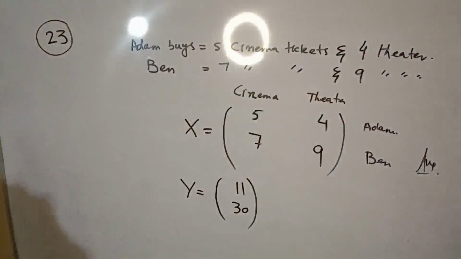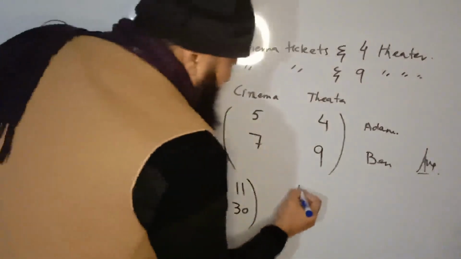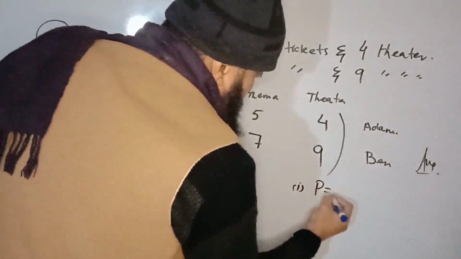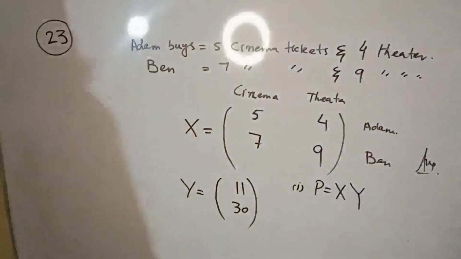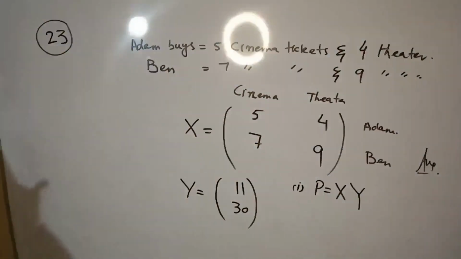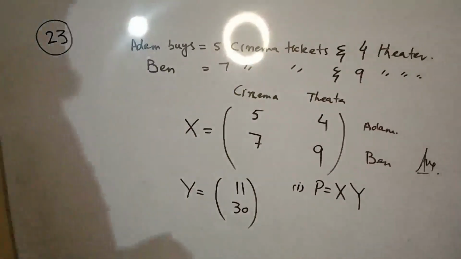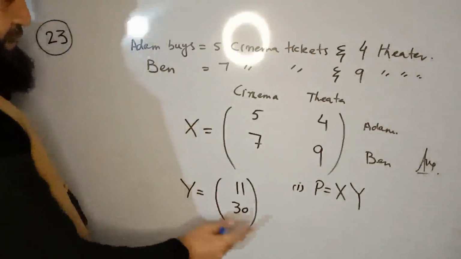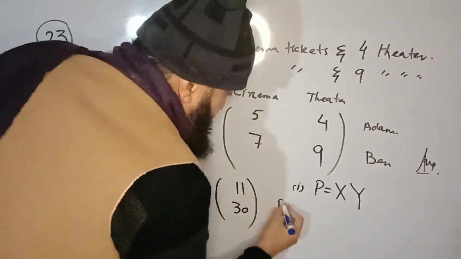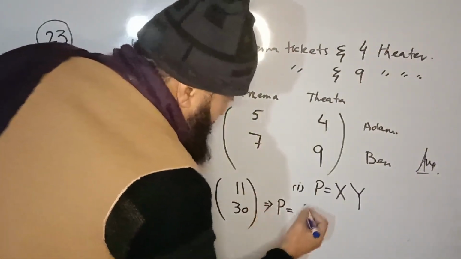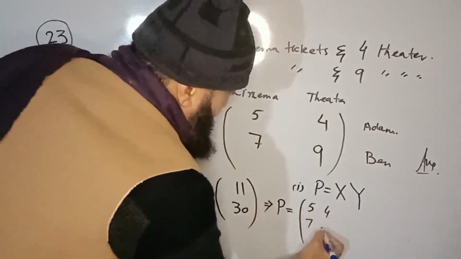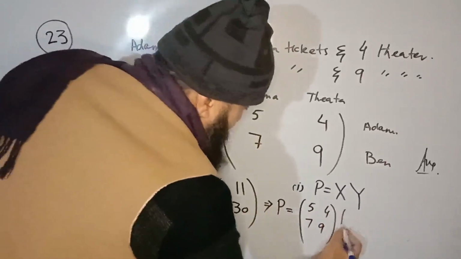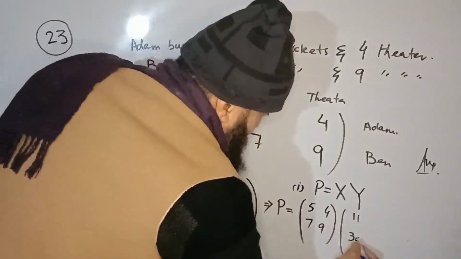Question is, P is equal to XY. This is given here. Find the matrix P. This is simple, the multiplication of matrix. I put the values, X is here, Y is here. So P will be equal to X, which is 5, 4, 7, 9, multiplied by Y. Y is 11 and 30.